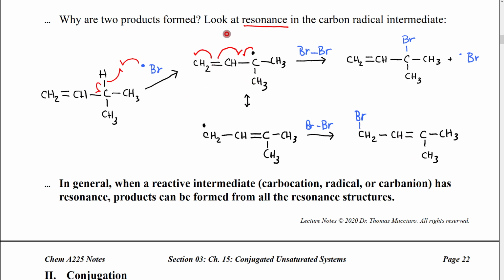And so in the second step of the propagation, the carbon radical grabs a bromine atom, forming a molecule of product and another bromine radical, which can go back and continue the free radical chain reaction. If we imagine that the radical is centered on this carbon, that would put the bromine here on the original carbon hydrogen. But if we look at the resonance structure, the radical is centered on a different carbon, so if it grabs it from that point, the bromine would be in a different location.